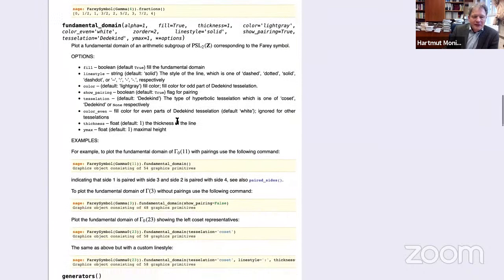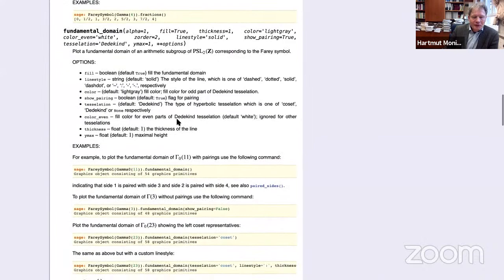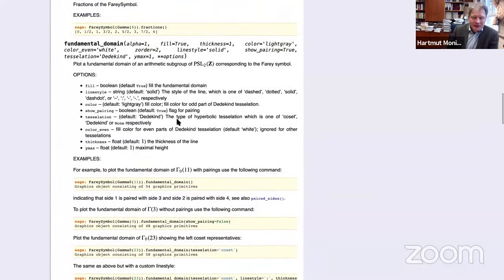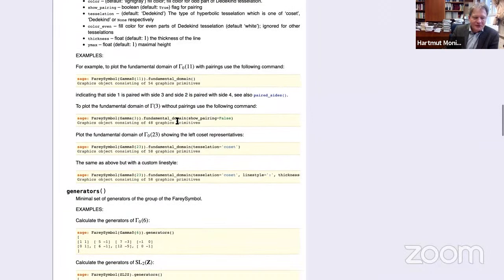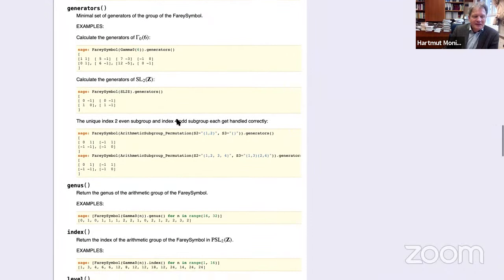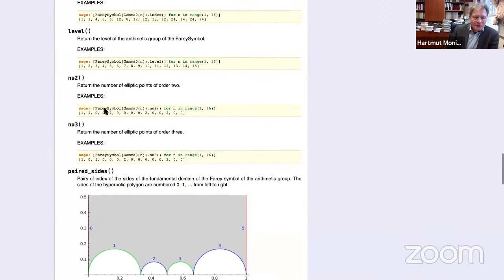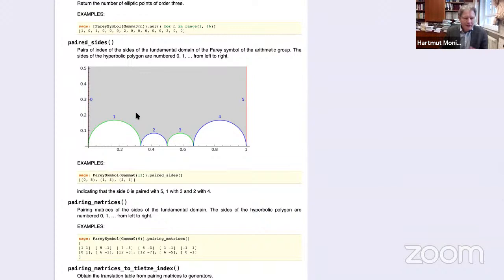Okay, so here's the command for obtaining the fundamental domain. And the fundamental domain is basically the one object you would like to know if you have a particular subgroup of PSL2Z, because that contains all of the information about the generators and all of the information about the cosets. So as I said before, you can obtain the generators, the genus, the index, the level, the number of elliptic points of order two, the number of elliptic points of order three, and the paired sides.